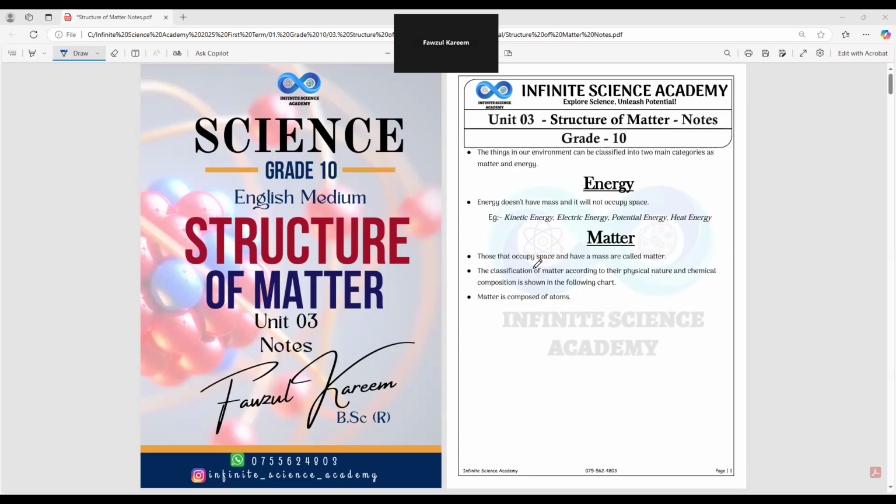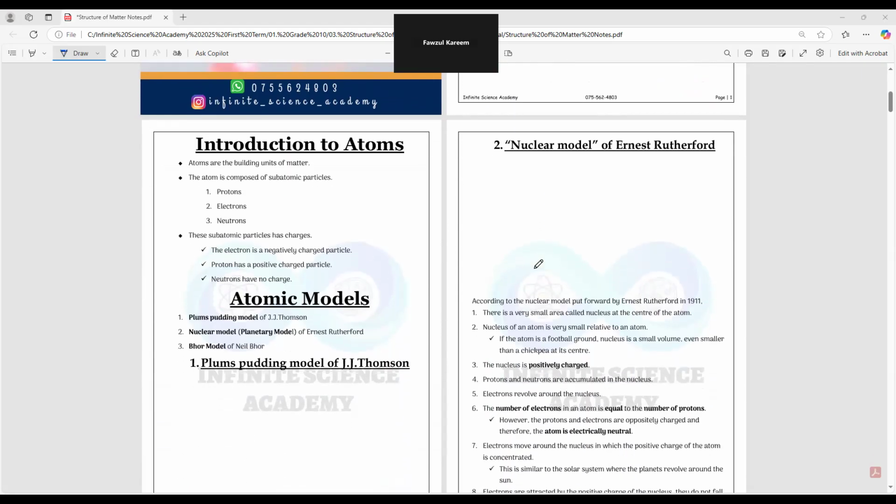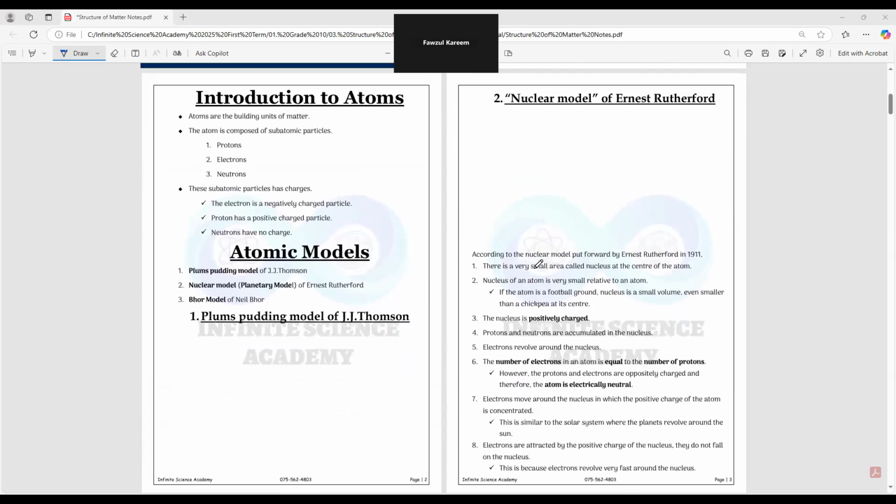We'll move to the next page, right? Just read the notes. Only this much we have studied. But when you are studying the slides, you may think we have studied more things. No, only some of the points you have studied, right?